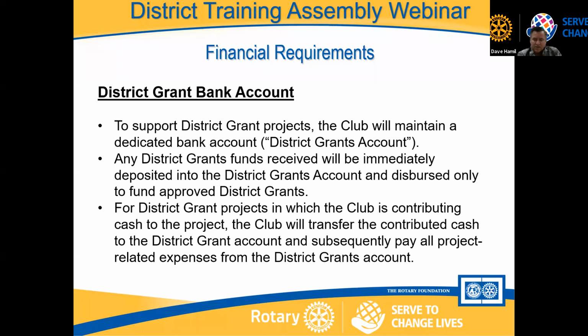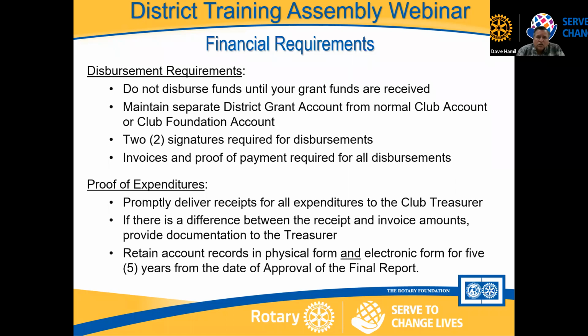Again, down below there, it says that if you are going to participate with club funds, that also has to go into that district grant account. So just a few requirements. This is actually a very simple thing. It is not that difficult to do.